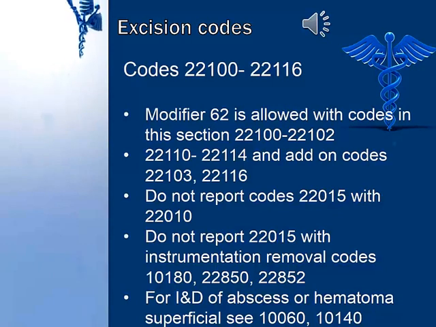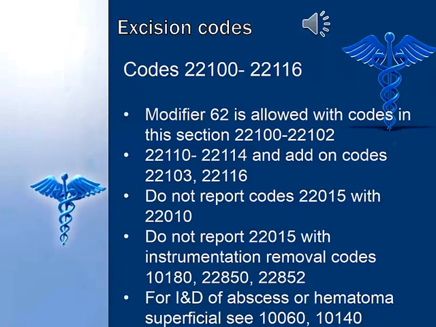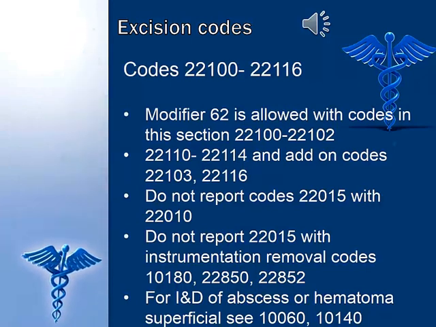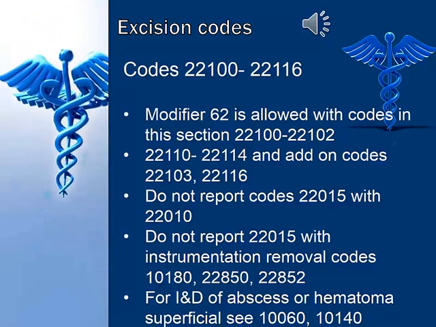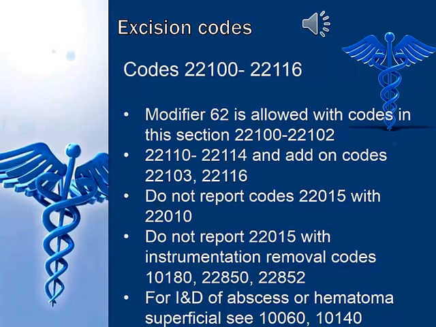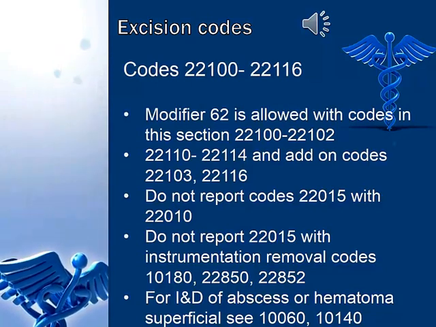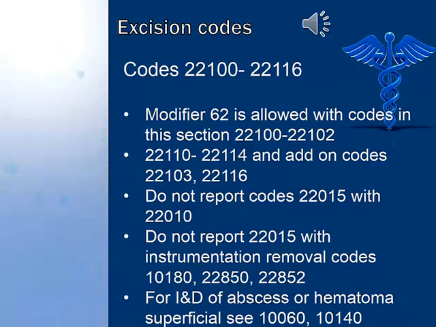22112 is partial excision of vertebral body for intrinsic bony lesion without decompression of spinal cord or nerve roots, single vertebral segment thoracic. And then 22114 is for the lumbar vertebra. Then you have 22116 for each additional. And then it'll tell you in parenthetical notes. You're going to use 22116 with 22110, 22112, 22114.